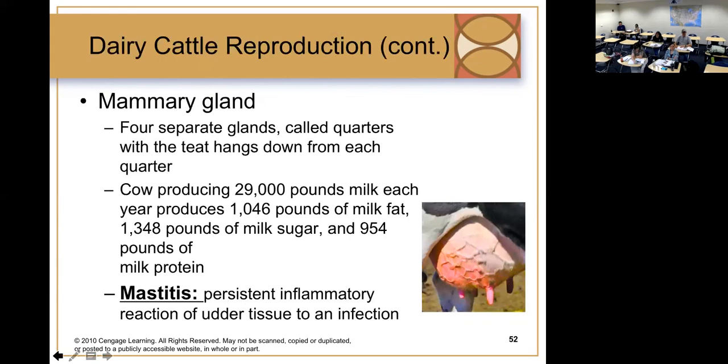I just did the math there. At 29,000 pounds, that works out to about 80 pounds a day, and at around 8 pounds per gallon, that's going to be 10 gallons of milk a day that cow is making. Just for perspective, just so you know.